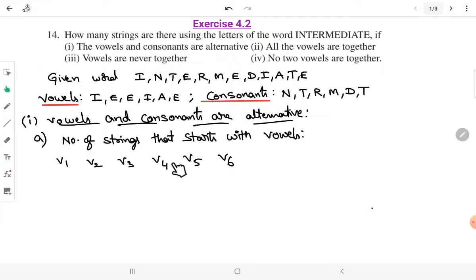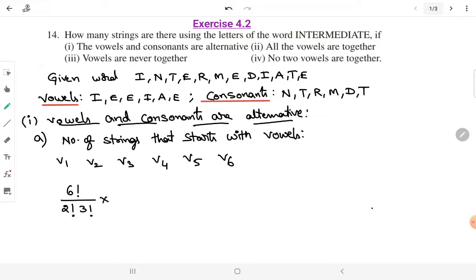Now here how many vowels are we having? 6 vowels. So 6 vowels can be arranged in 6 factorial ways, because the total number is 6 and here also 6. So all 6 vowels can be arranged in 6 factorial ways. And also in the vowels, I is repeated twice, so 2 factorial, and E is repeated thrice, so E is repeated for 3 factorial.